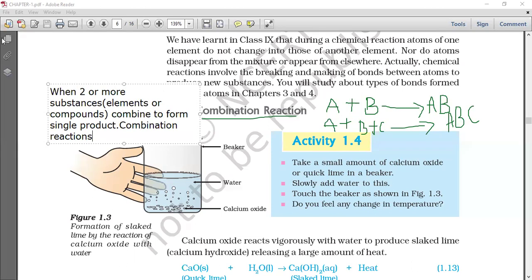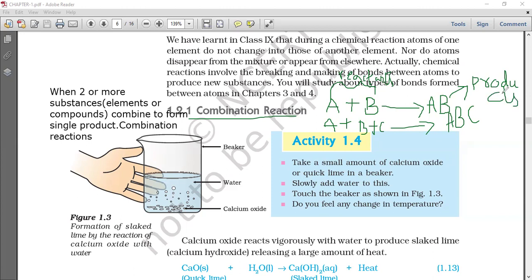So on the left side we will have reactants. These are the reactants. And on the right side, these are the products.